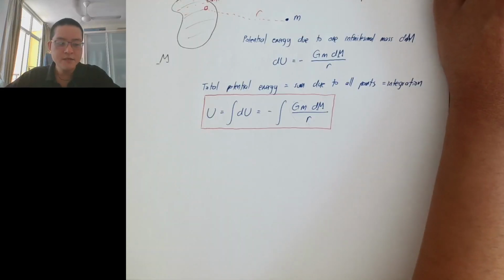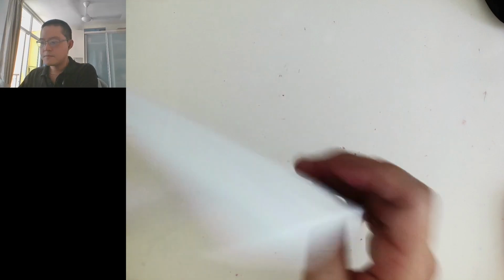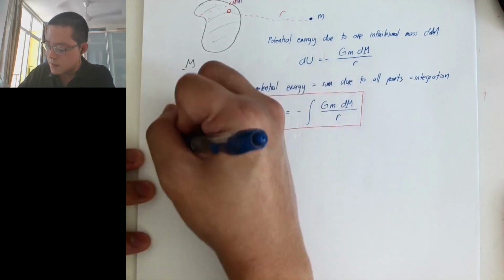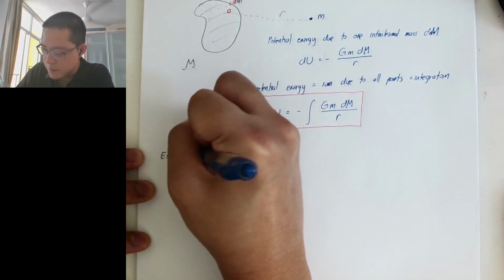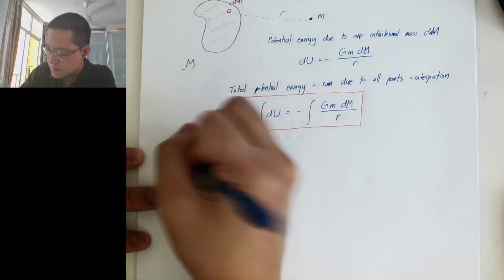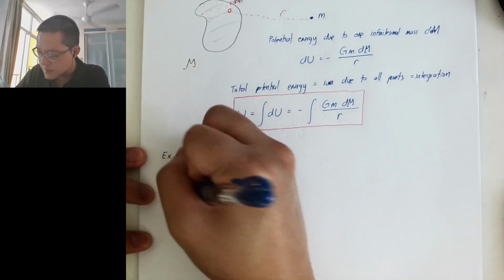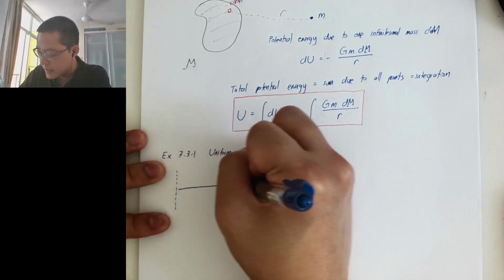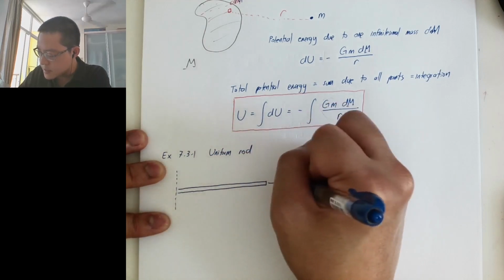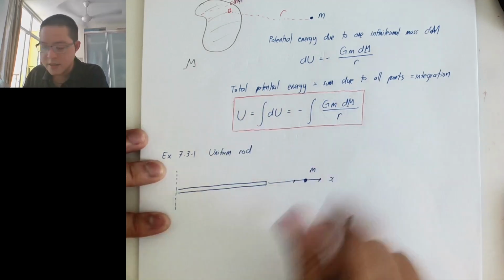Let's solve this. This is example 7.3.1, and we are talking about the uniform rod. My rod looks like this. This is the origin, and the rod has total mass big M, and this is my x-axis. Then I have a small m located over here.